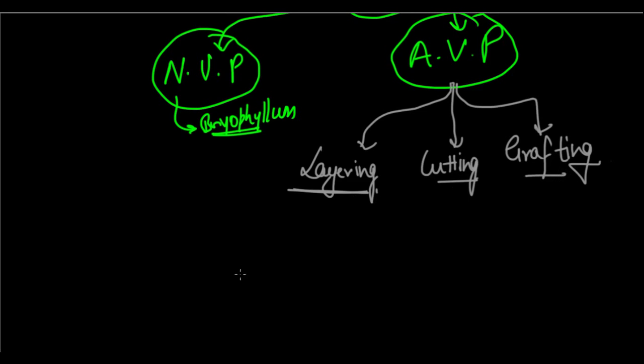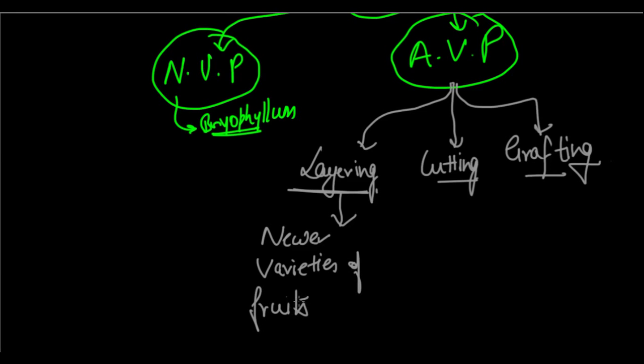Layering is basically done in a very strategic manner, and it's a very complex process, basically used to generate newer varieties of fruits. So it's a very common way of generating new varieties. And if we have a good variety of a fruit, we use it to further grow that fruit, right? It's a very common way.